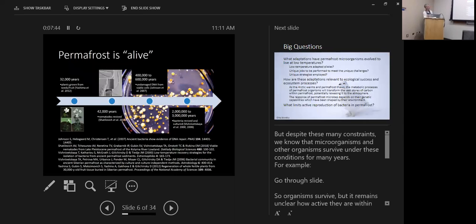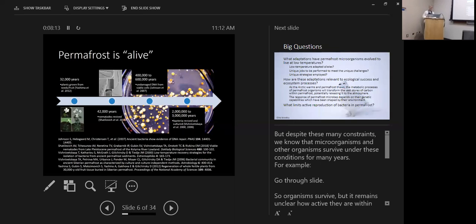For example, plants have actually been grown from seeds and fruits that had been frozen for 32,000 years within the permafrost. More recently, there was a study on reviving nematodes from 42,000-year-old permafrost. And we find that we can revive bacteria and other microorganisms from permafrost all the way back to ages of about 2.5 million years old. So we know that the organisms are able to survive.